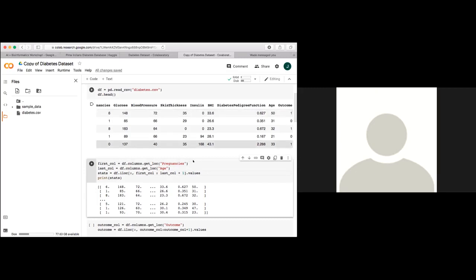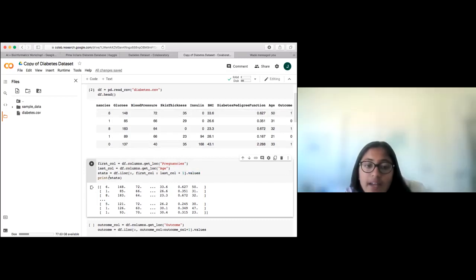Yeah, and then I want the values from that, so that's why I did dot values, and then I printed it to make sure I got it, and it looks pretty good to me.